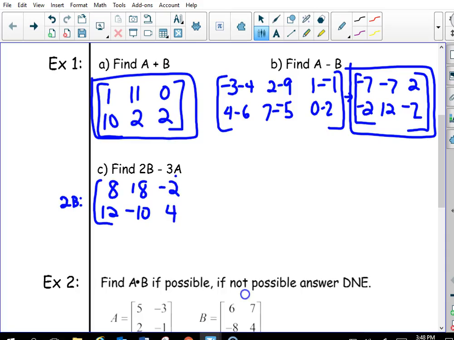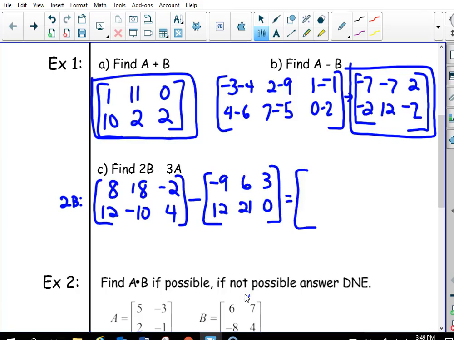Okay, and I'm going to put a negative sign here. 3 times A, so -9, 6, 3, 12, 3 times 7 is 21, and 0. Okay. Now, I'm not going to do a work matrix here. I'm just going to talk my way through it, doing the subtraction. So I have an 8 minus a -9. That sounds like addition.